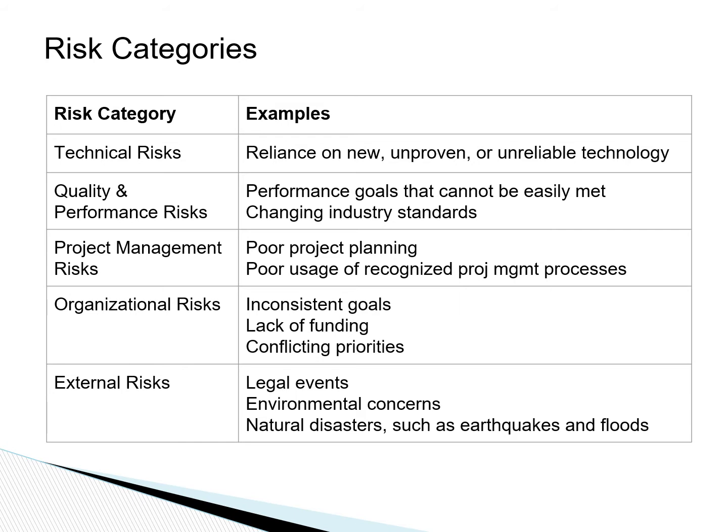Project management risks are introduced when we have poor project management processes, for example, poor schedule coordination or management. Organization risks can be introduced when priorities in the organization change or when funding is not provided. External risks come from outside the project, such as regulations or natural disasters.